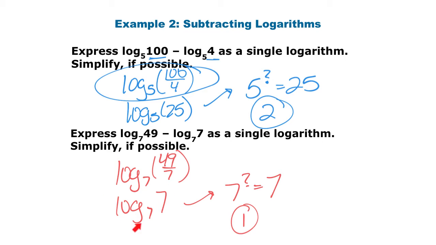In the second one, this is writing it as a single logarithm. And then I'm thinking 7 to what power equals 7, so that exponent needs to be 1.